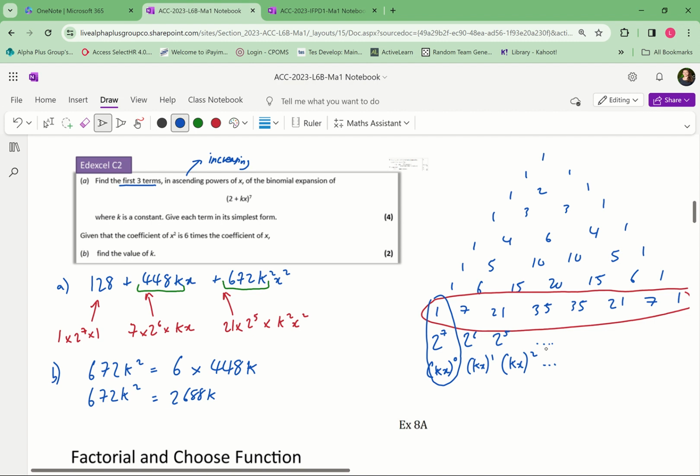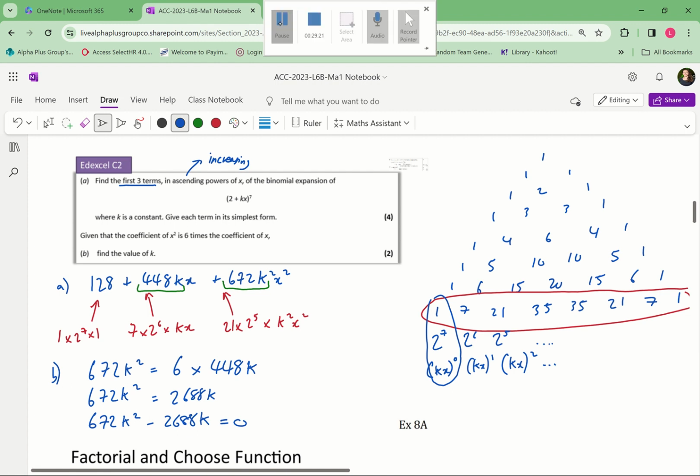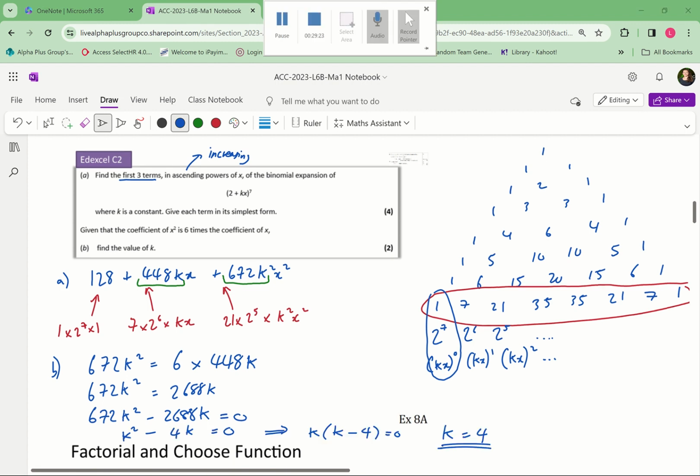So we'd end up with 672k squared minus 2688k equals 0. Solve that however you like, with your calculator, whatever. I'm just going to quickly solve it now. Okay, so however you solve it, you should get k equals 4. Obviously k equals 0 is also a solution, but it wouldn't make any sense in the context. We're told that k is a constant, and it's obviously not equal to 0.